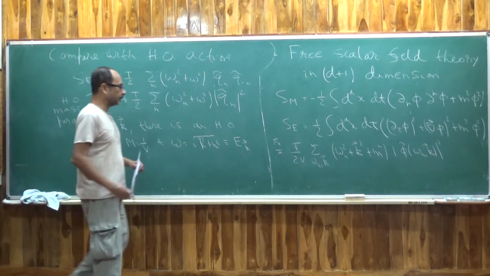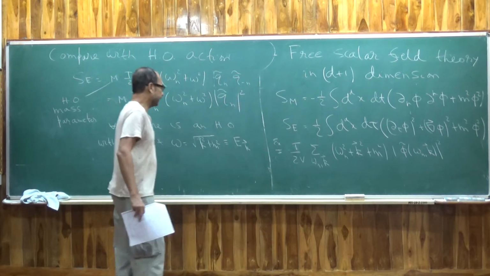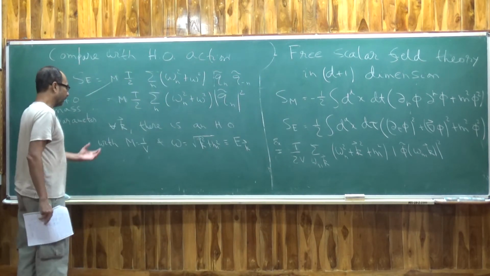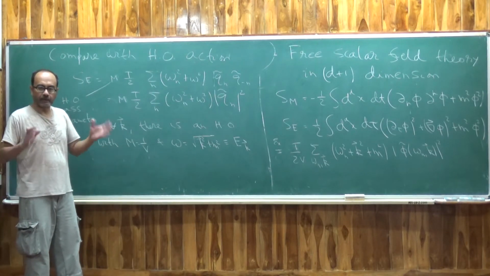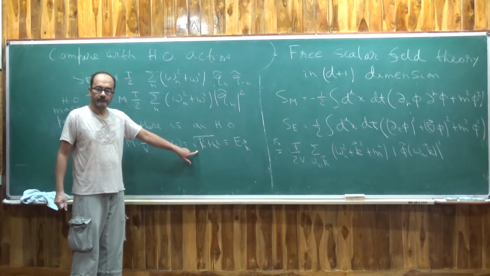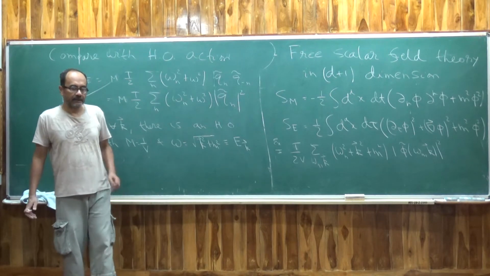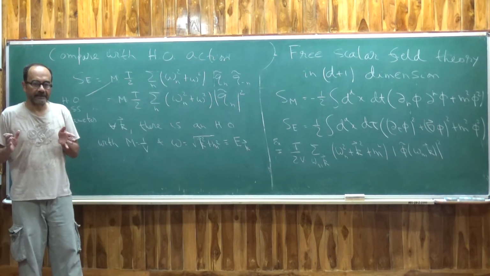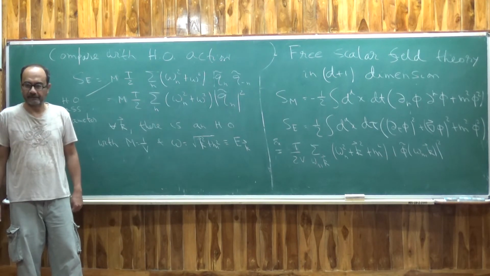So the partition function of this field theory we can simply think of as a partition function of a collection of harmonic oscillators. So the product of the partition functions of harmonic oscillators for every k. Is this clear? Log of the partition function is just the sum of the logs of the individual harmonic oscillator partition functions.